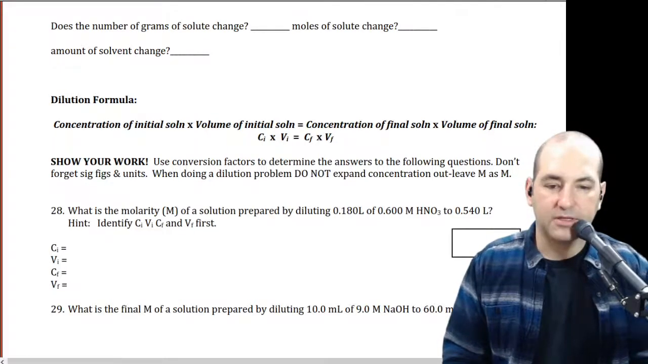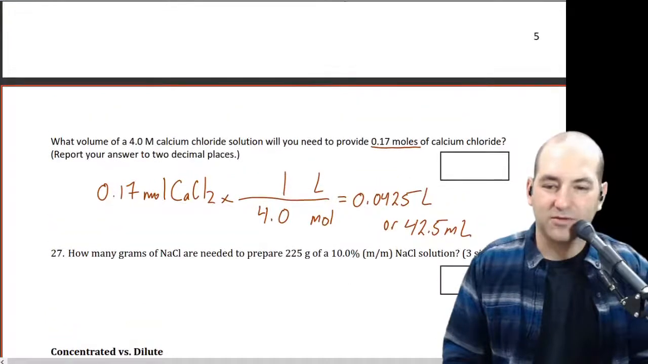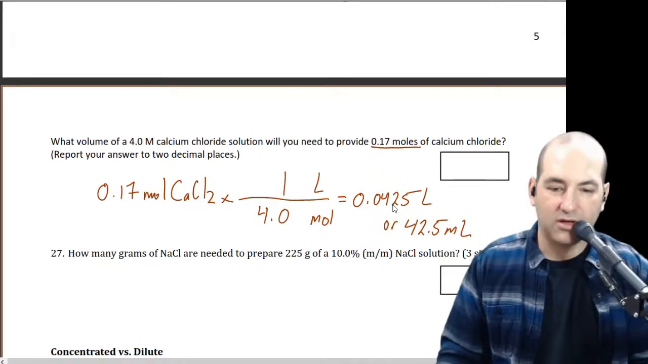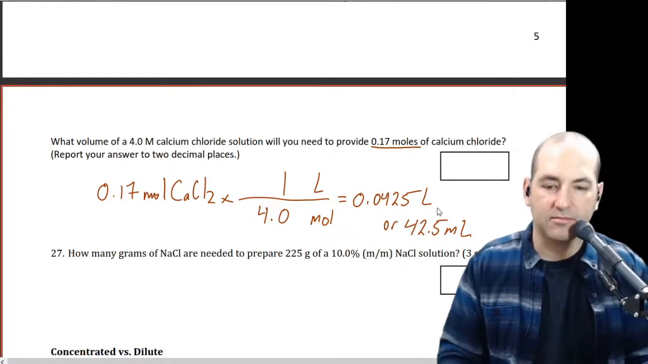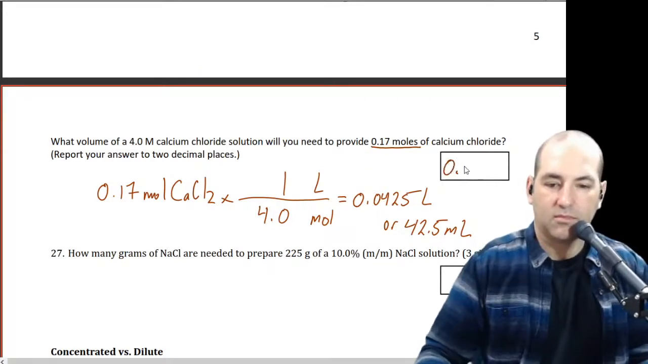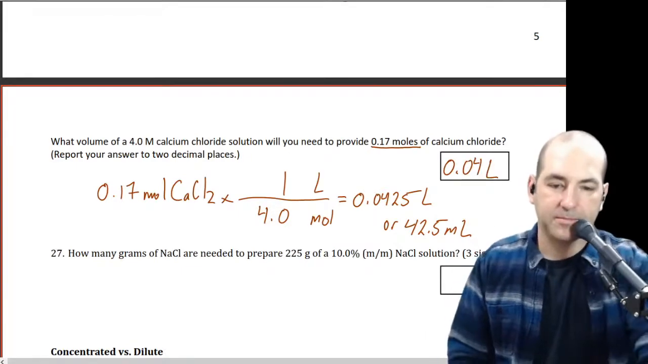Oh, the 2 decimal places in the last one? Yeah, I didn't follow those rules, did I? So if we reported it in liters, we would call that 0.04 liters. If we reported it in milliliters, we would call it 42.50 if we're reporting the answer to 2 decimal places. So either way with that, like that.